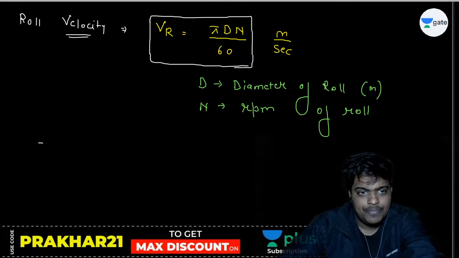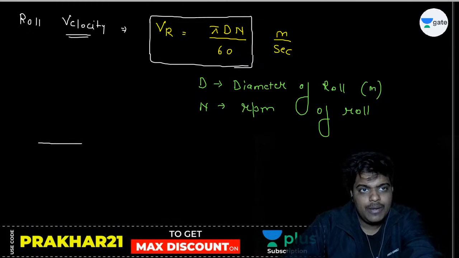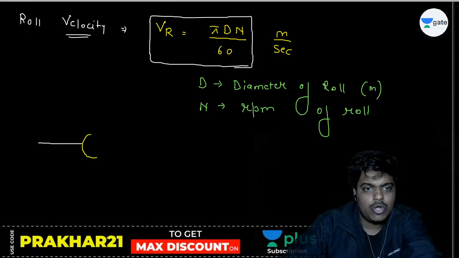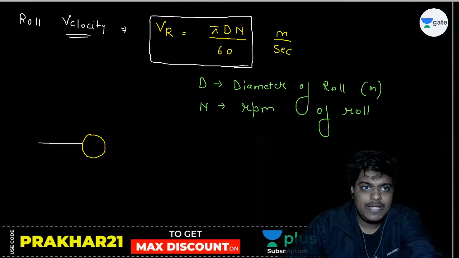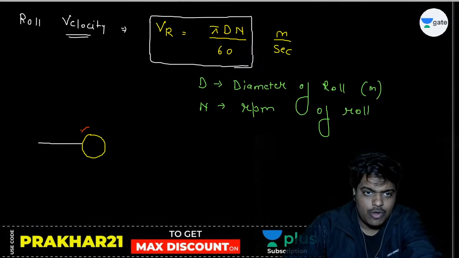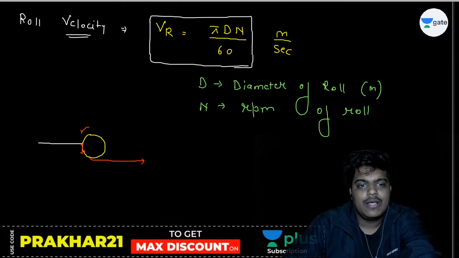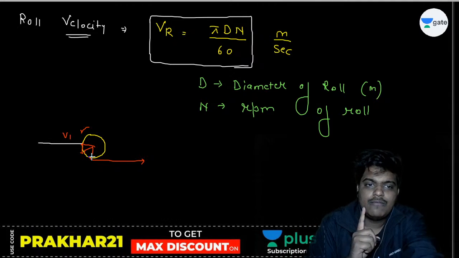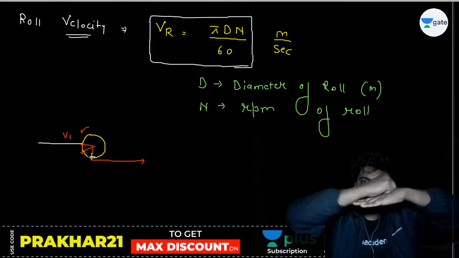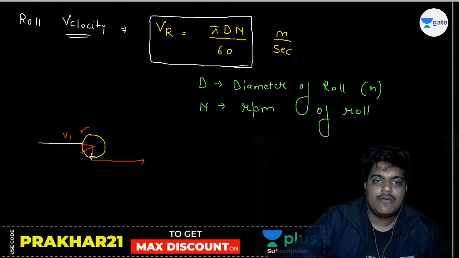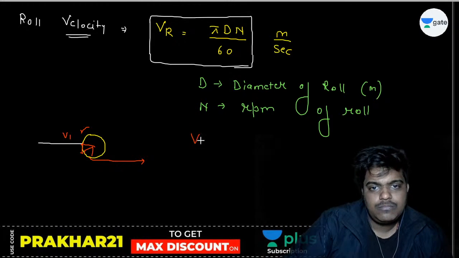Now what will happen? This part will come in, and suppose this is your roll. Please understand, this roll is revolving in this direction, so it will engage the material in the downward direction and throw the material from this side. Is it clear? So here the velocity is v1. Vr is more than v1. That is, the velocity of the roll is more than v1.